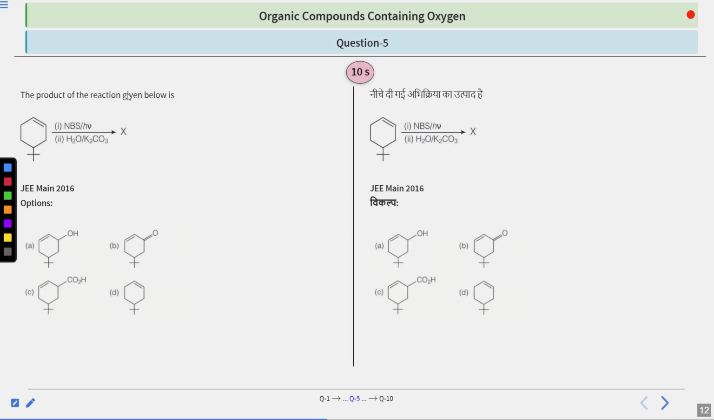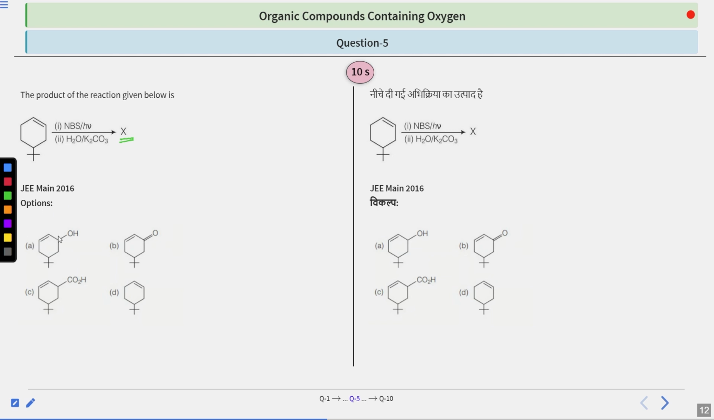The product of the reaction given below is: we have a reactant having a cyclohexene ring, and at the fourth position we have a side chain. We are reacting it in two steps. In the first step we react with NBS and light, and in the second step with H2O and K2CO3, and we get product X. We have to tell what X is. This question came in JEE Mains 2016.